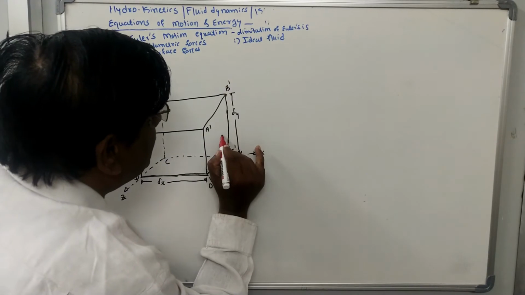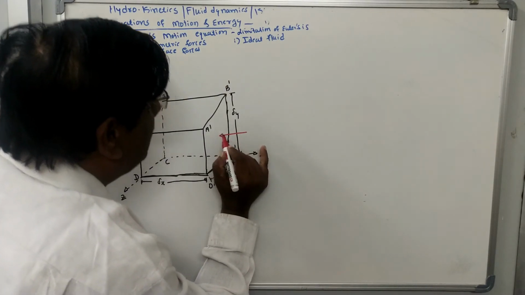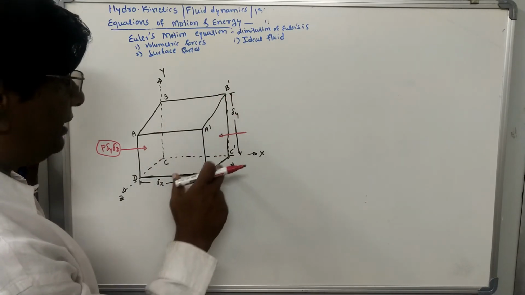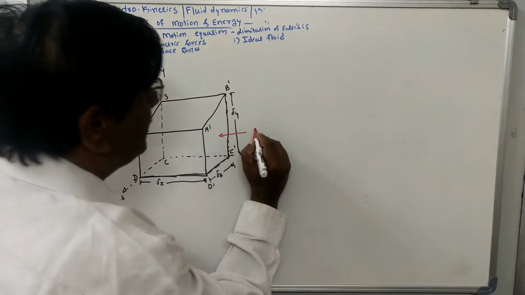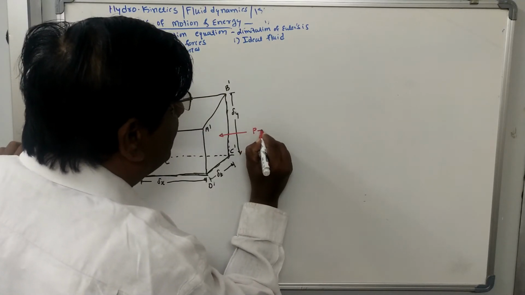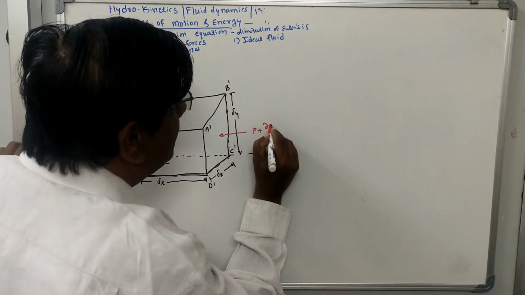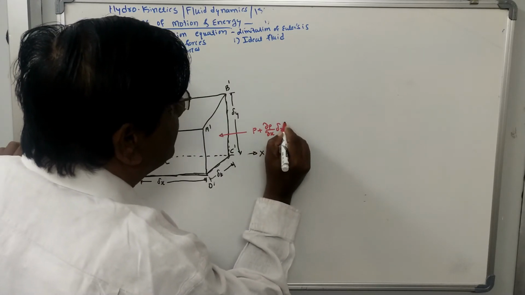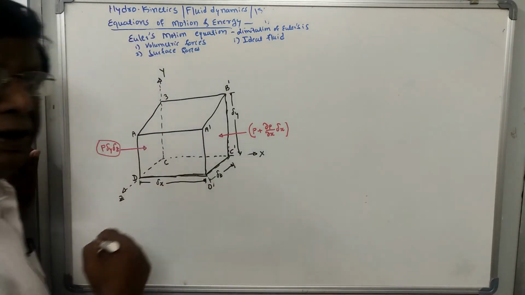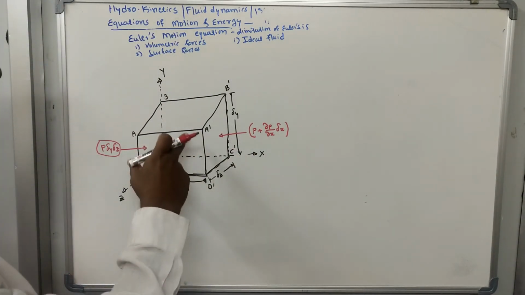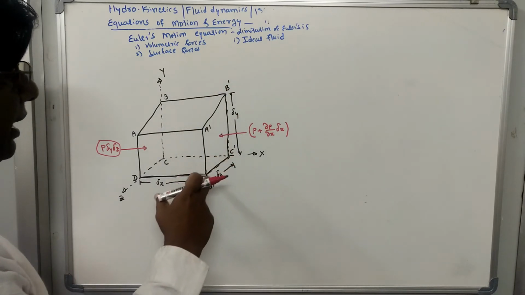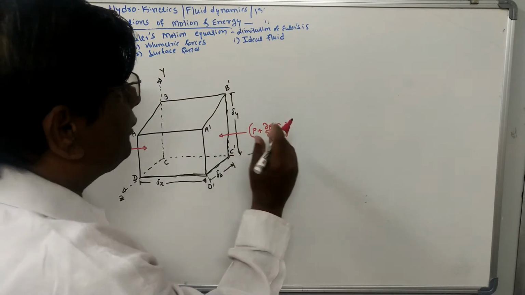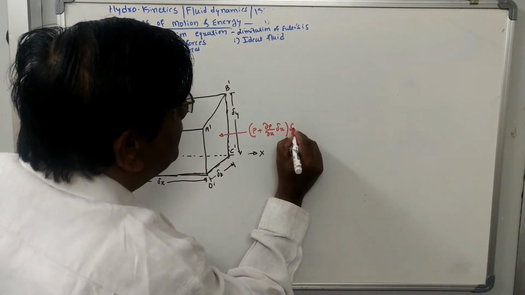So the pressure intensity acting on the plane A dash B dash C dash D dash is the pressure intensity at point P plus the variation in P, that is del P by del x, over the length delta x. This is the pressure intensity which acts on the plane A dash B dash C dash D dash. So the pressure force is this intensity multiplied by the area of the plane.